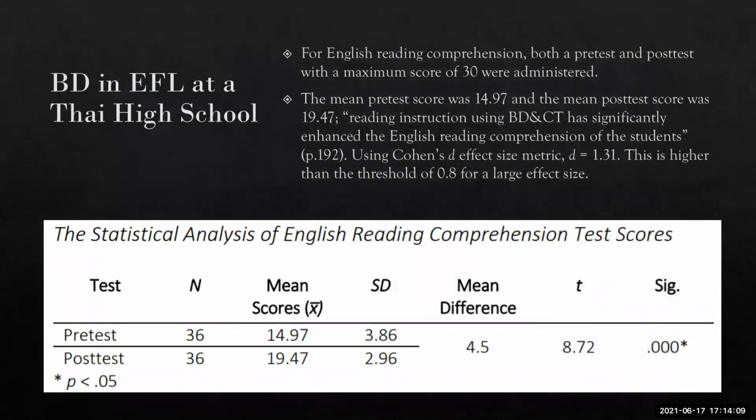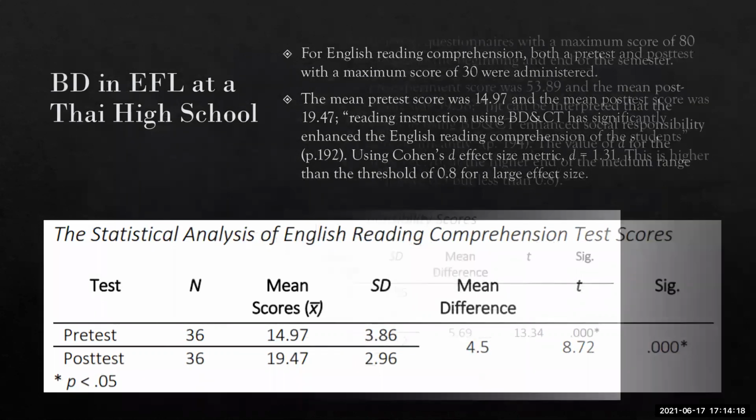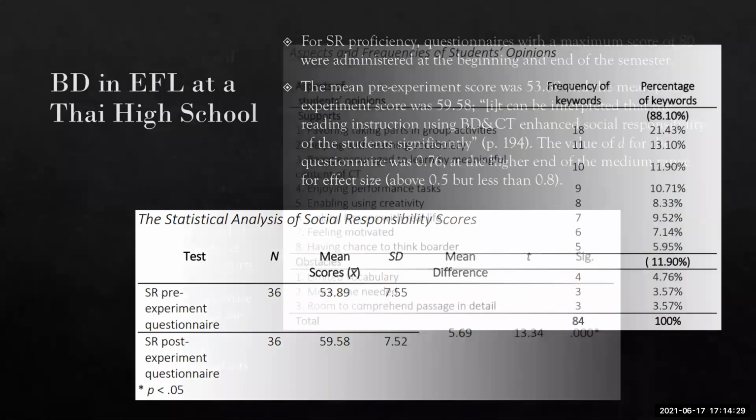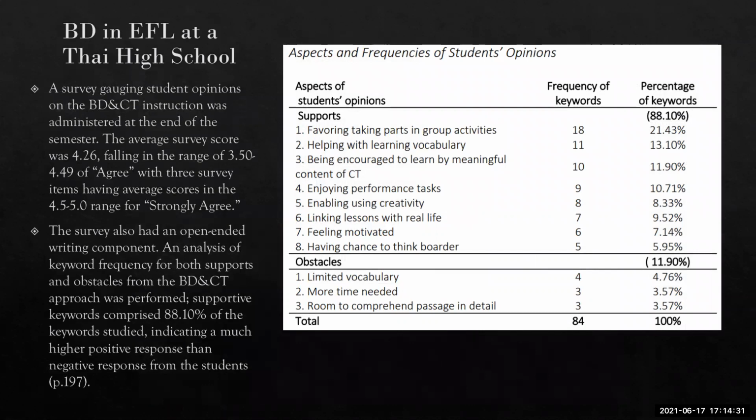Students did exhibit an increase in English reading comprehension with a Cohen D metric of 1.31, indicating a large effect size. Students also showed improvement in their social responsibility proficiency with a Cohen D metric of 0.76 or a medium effect size. Students also reported an over 88% positive impression of being taught with the BD model while recognizing a few obstacles related to learning with BD.